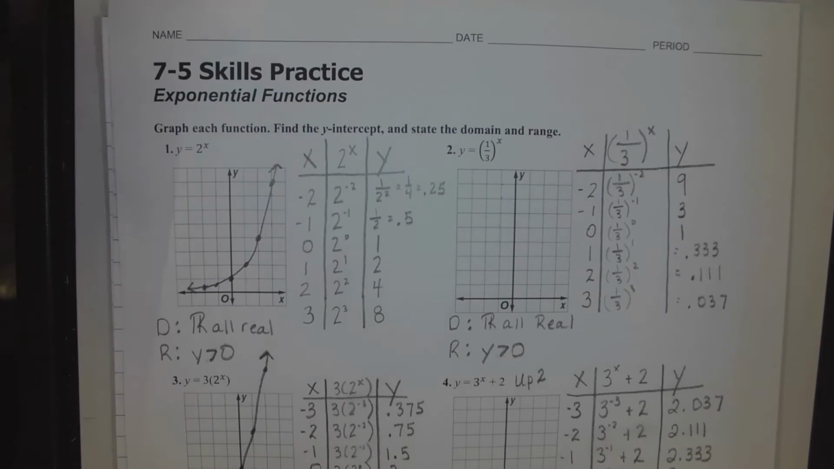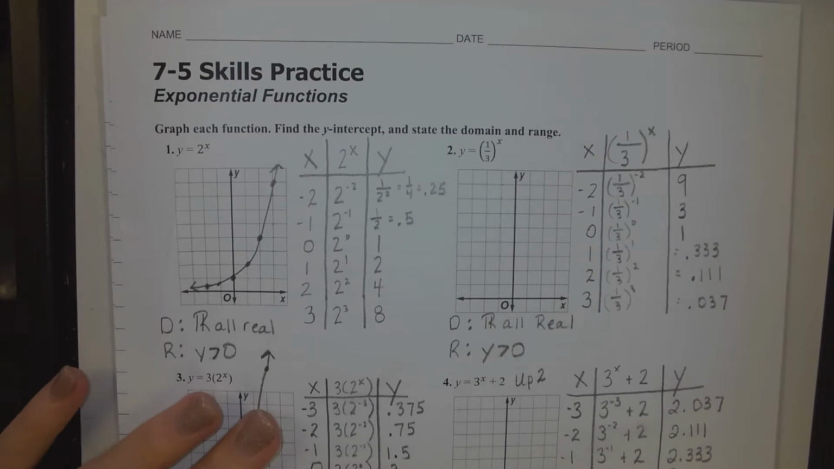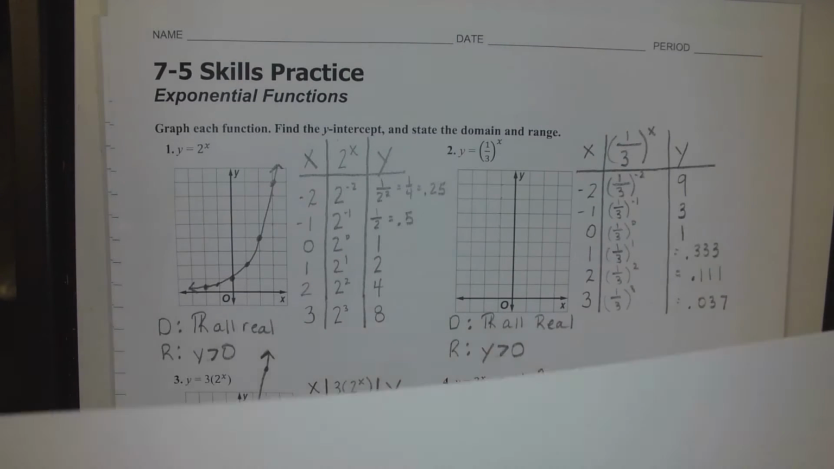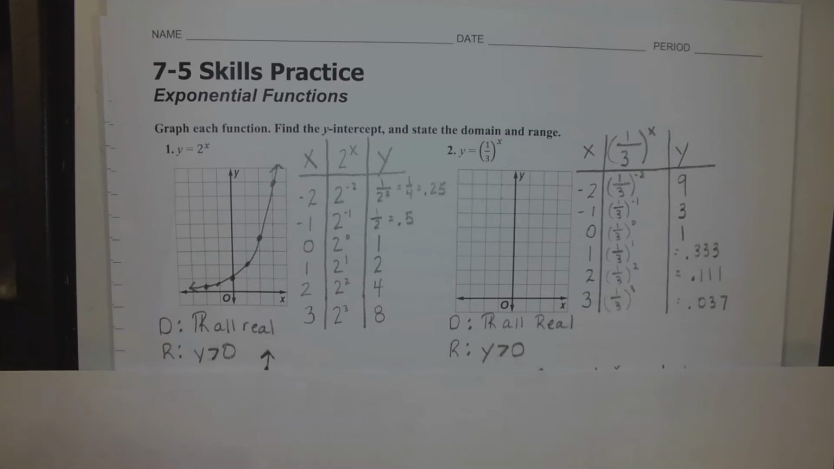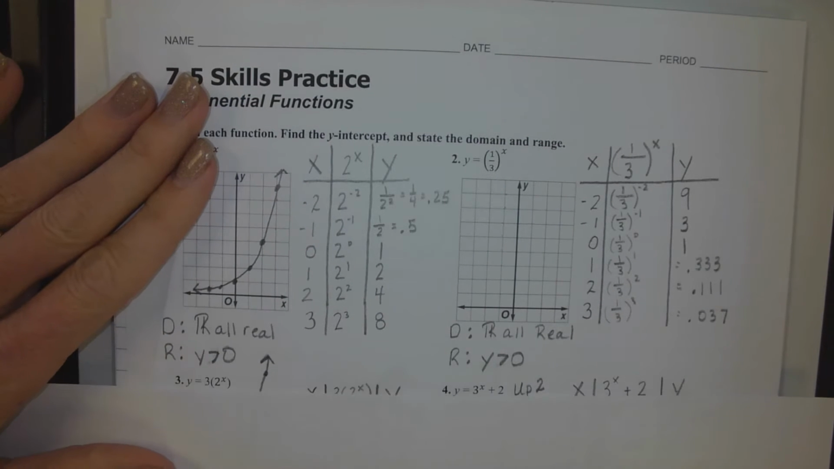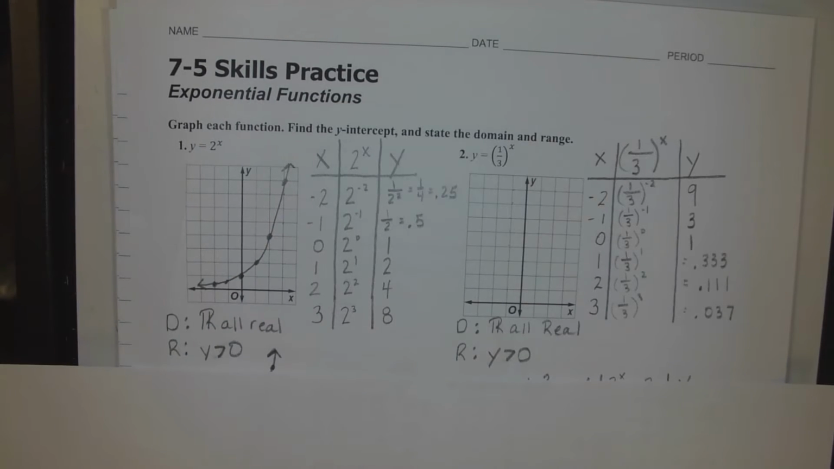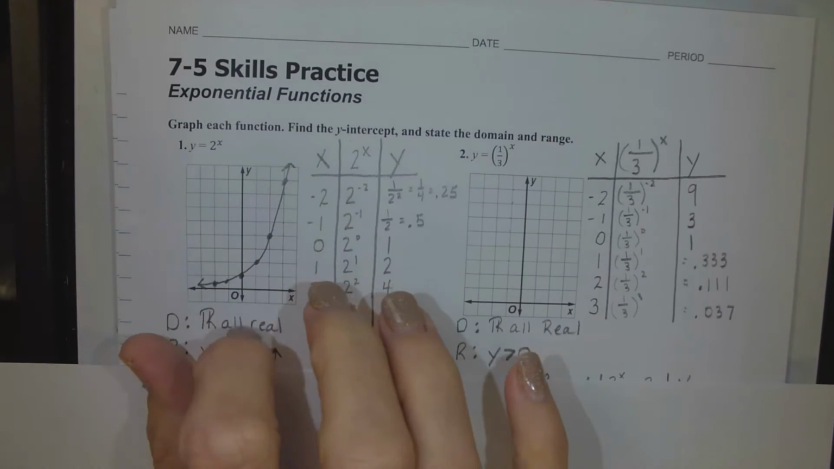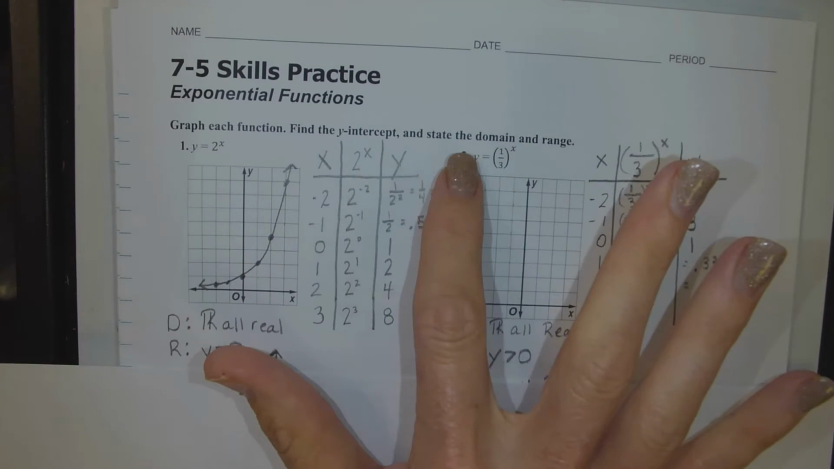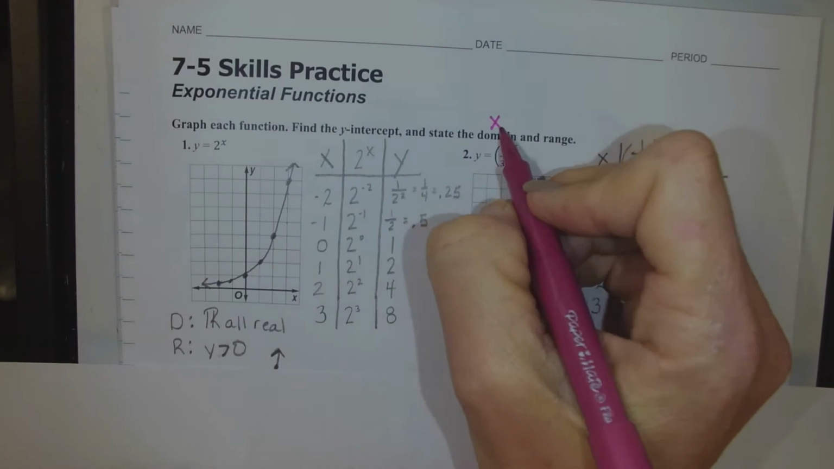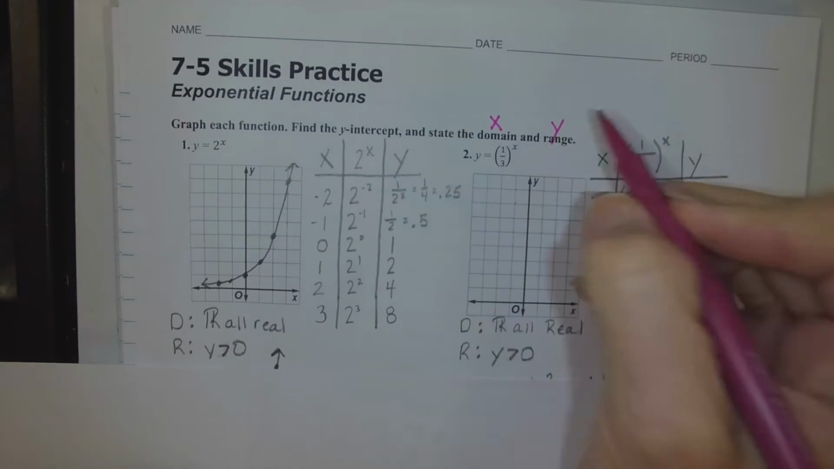Okay. Exponential functions. So I'm going to cover up some of this. We're just going to look at number 1 right now. We will keep 1 and 2 open, but I'm going to focus on number 1. The directions are graph each function, find the y-intercept, and state the domain and range. Quick reminder, domain is x, and range is y.